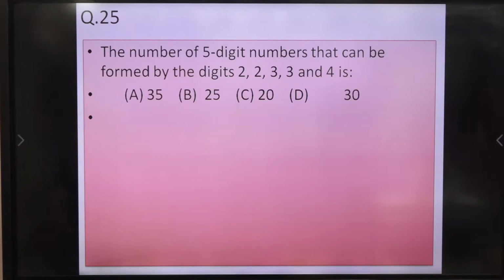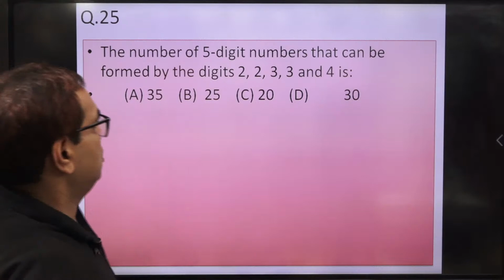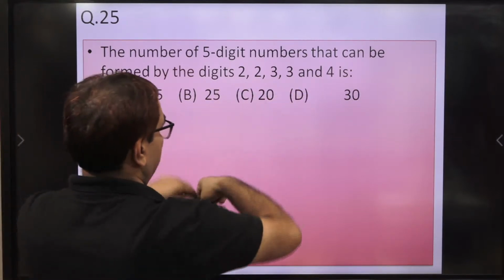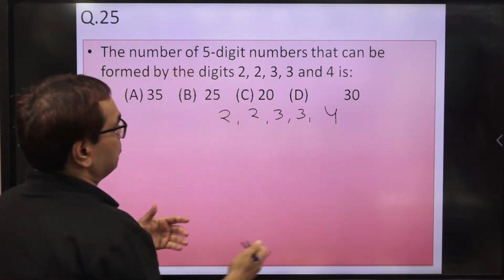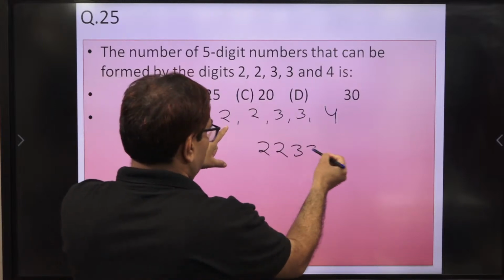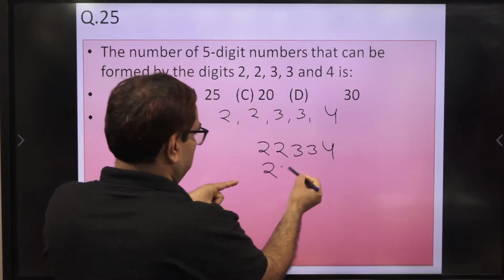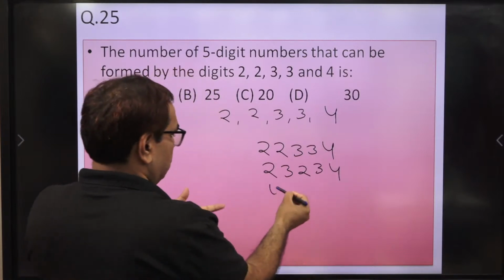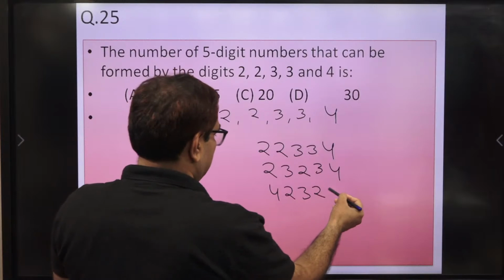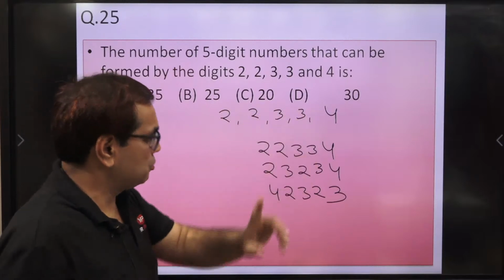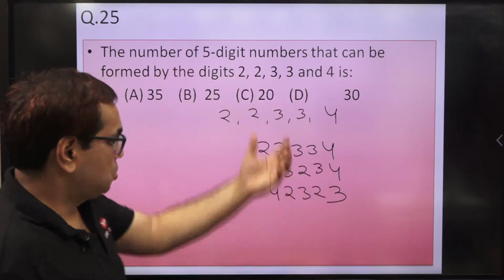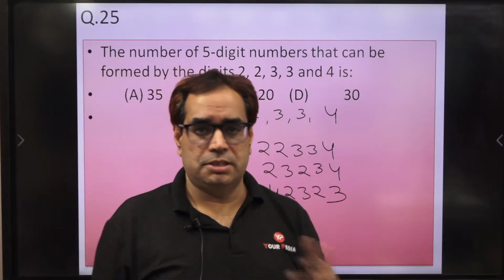In our permutation and combination class, we have discussed many such questions, a very simple concept. Two students have answered this. We have to rearrange these 5 digits: 2, 2, 3, 3, 4, and make different numbers. Like if we write 2, 2, 3, 3, 4, this is one number. If we write 2, 3, 2, 3, 4, this is another number. 4, 2, 3, 2, and then 3, this is another number. So 2 can be used 2 times, 3 can be used 2 times, 4 can be used 1 time only. So we will get different numbers. How many such numbers can we make? This is the problem.